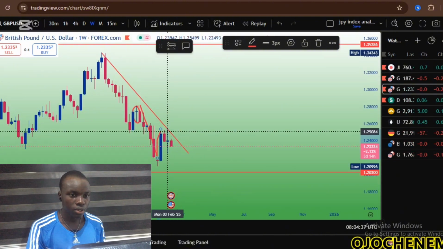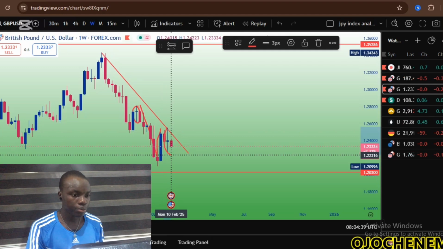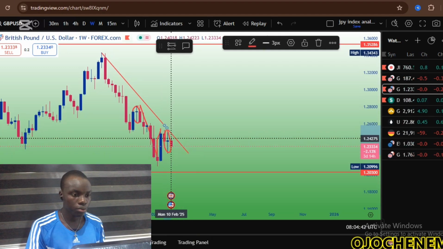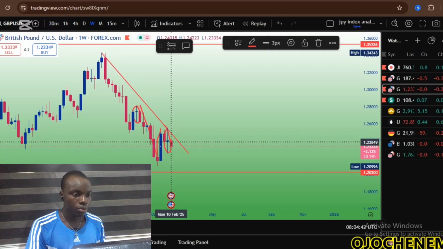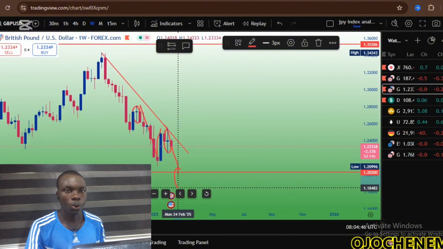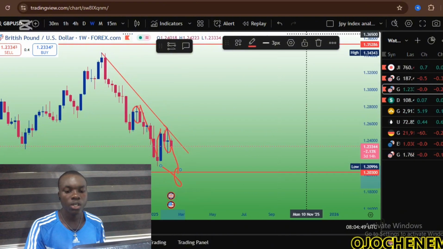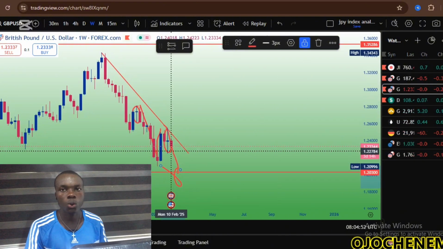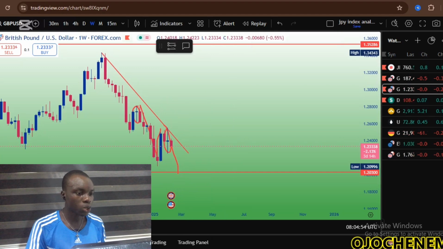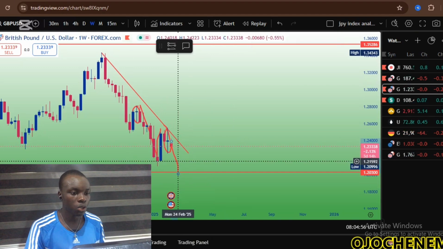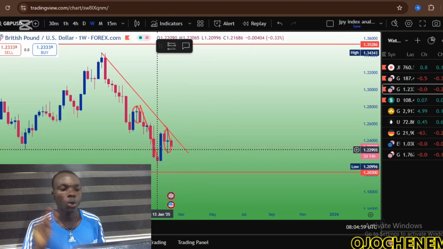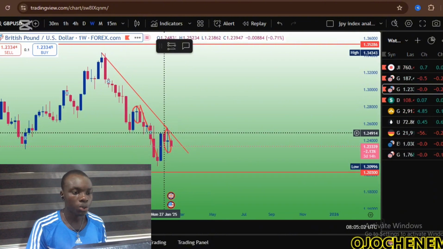So let me delete this. So I want to take out the previous low. If we should enter this trade right now, we'll be taking out this previous low, the previous low here. That's what we'll be targeting. We'll be targeting the previous low because the market is making series of lower lows and higher lows.